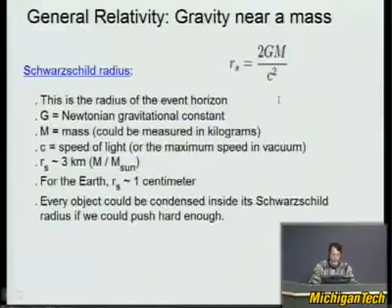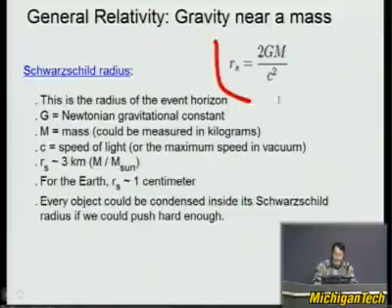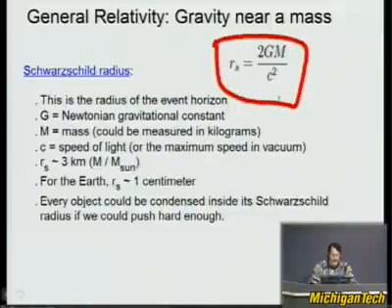Okay, so the Schwarzschild radius, which I had mentioned before and is discussed in other lectures, is essentially the radius of the famous thing called the event horizon. So continuing with what these things are, G is the gravitational constant, which is the same as in Newtonian gravity. M is the mass of the object, which, again, as in Newtonian gravity, could be measured in kilograms. c, again, is the speed of light.